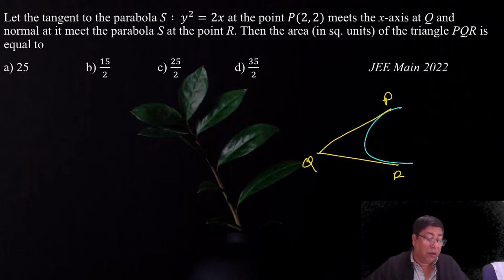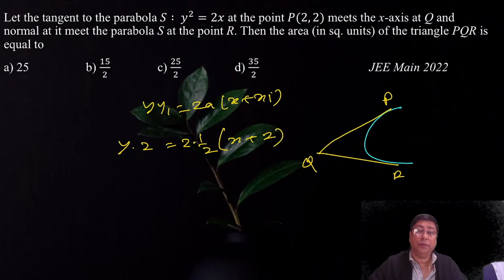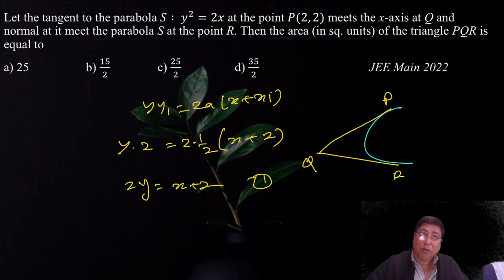Okay, so the equation of the tangent to the parabola y square equal to 2x at point (2, 2) is given by y into y1 equal to 2a into x plus x1. So it is coming y into 2 equal to 2 into half into x plus 2, because a equal to half here. So 2y equal to x plus 2. So this is equation number 1. Equation 1 meets the x-axis at Q. Okay, so Q is (minus 2, 0).